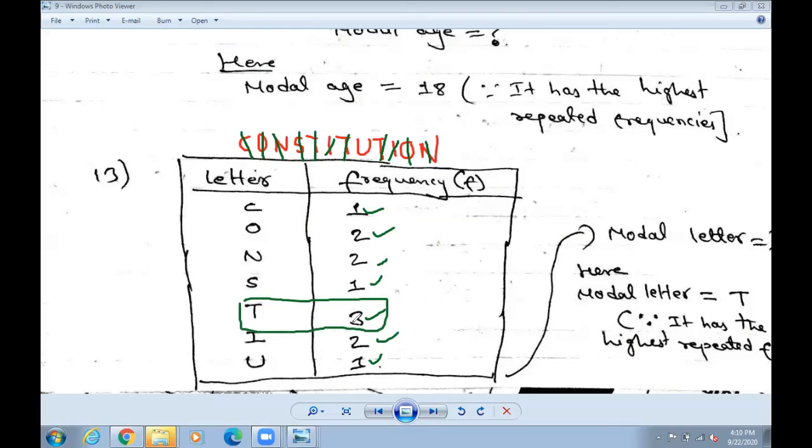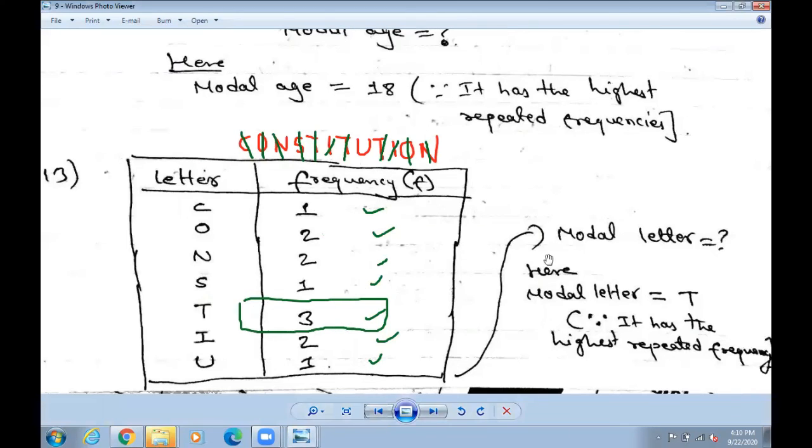T has more frequency. Okay, T is repeated more times. So the modal letter is T. Okay, so let us write it down. Modal letter equals question mark here. Modal letter equals T. Why is it T? Because it has the highest repeated frequency. So modal letter equals T.